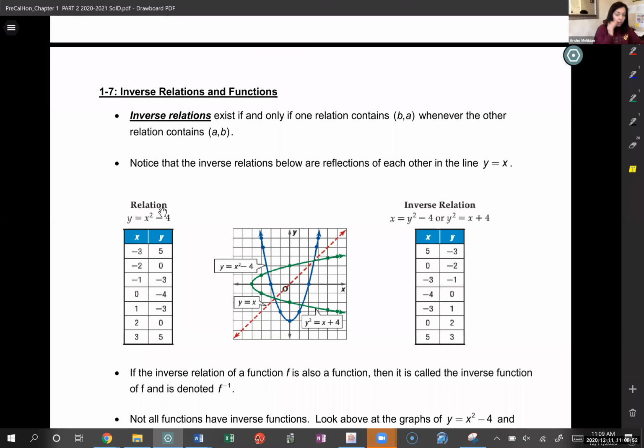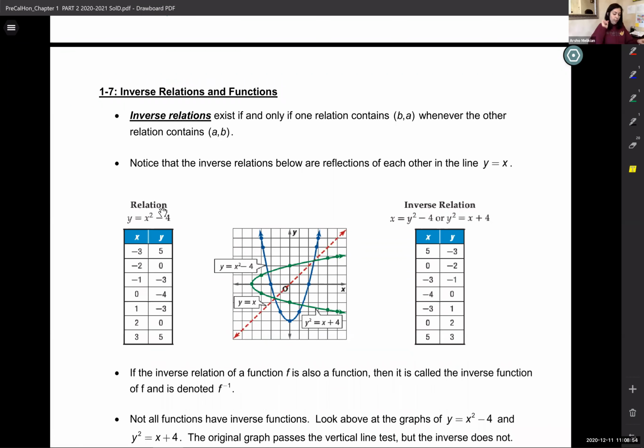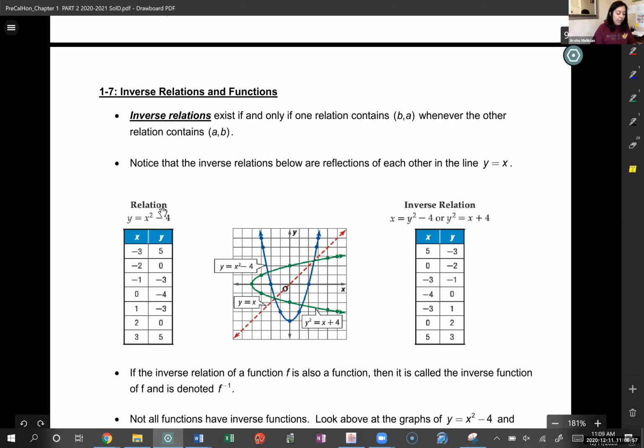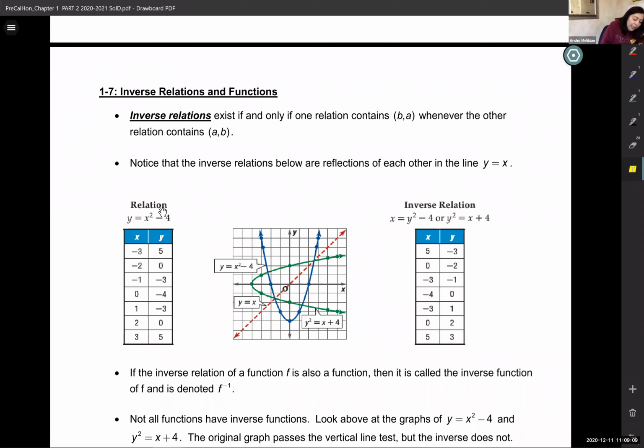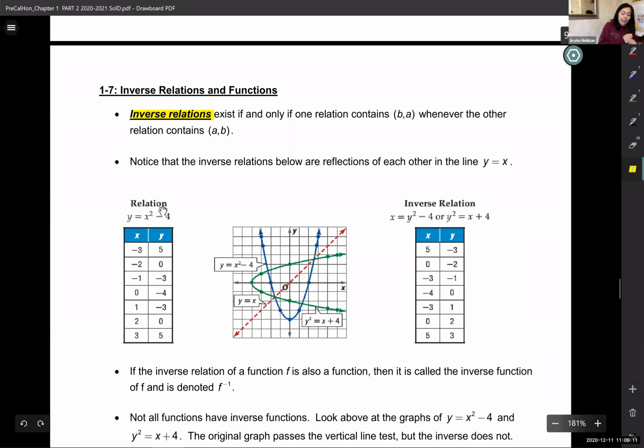So let's begin with section 7. This section is on inverse functions, and I know you've been seeing inverse functions since your Algebra 1 days even, right? Inverse relations exist when one relation contains, let's say, the point B comma A, and the other relation contains A comma B, right? So it's when coordinates are switched.